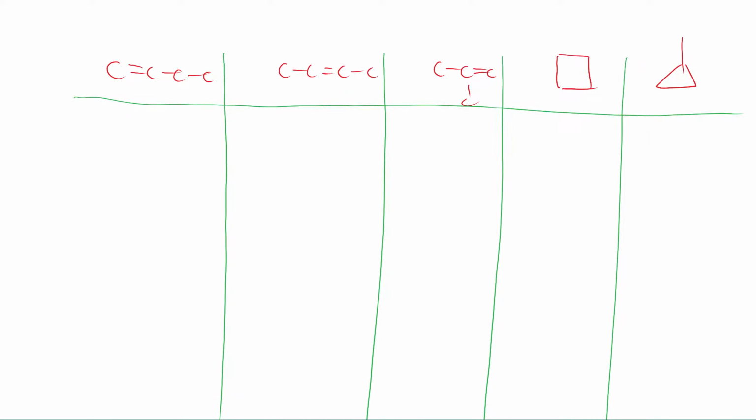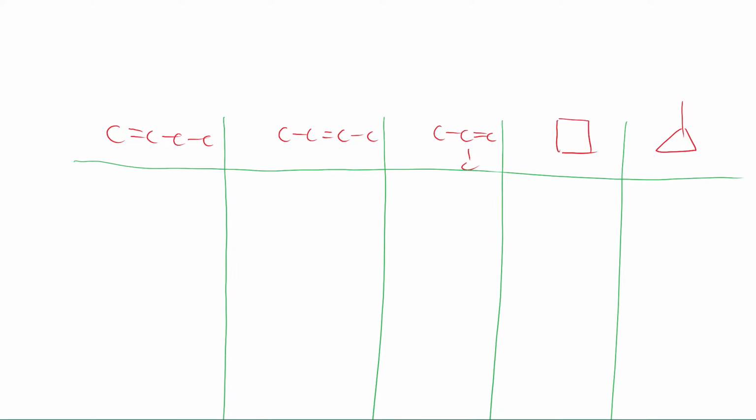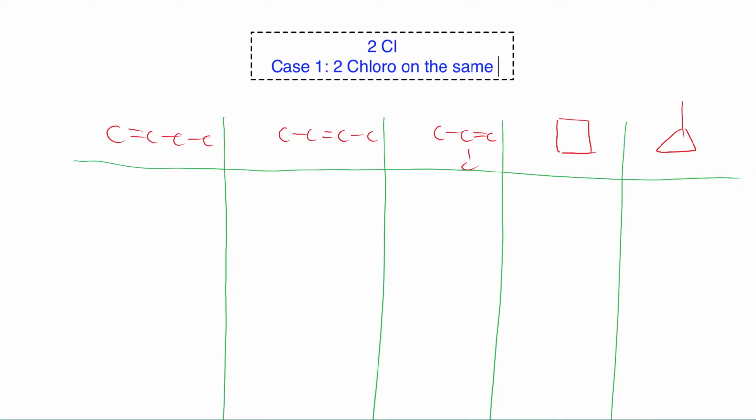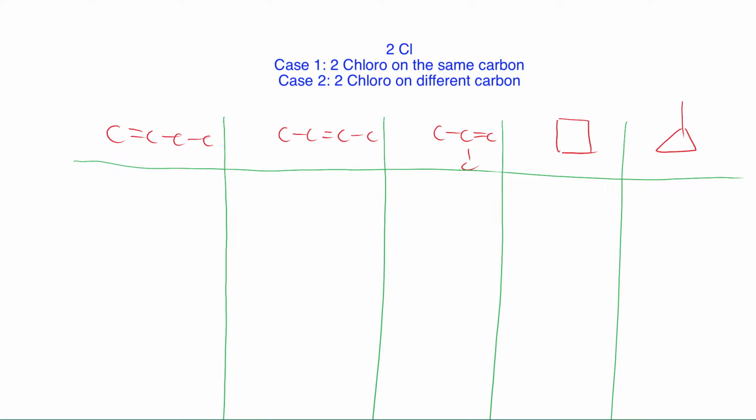So all you need to do now is just replace 2 hydrogens by 2 chlorine atoms. Remember, because there are 2 chlorines, there are 2 different cases. Case 1 is 2 chlorines on the same carbon. And then case 2 is 2 chlorines on different carbons. So let's start drawing them.